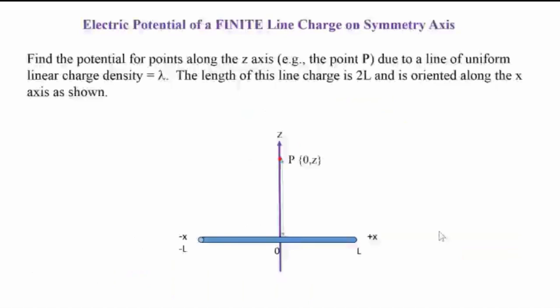Well, we're going to take another finite line element. We'll do the simple case first, where we look at a position that is along the z-axis and where we put the line elements in a symmetric form about the z-axis. So it goes along the x-axis from minus L to L. The charge density is lambda and it's uniform.